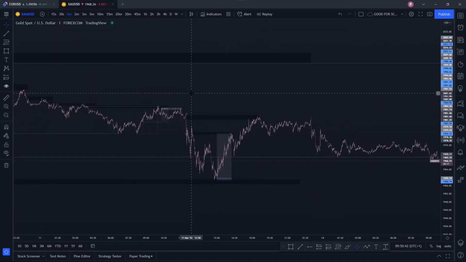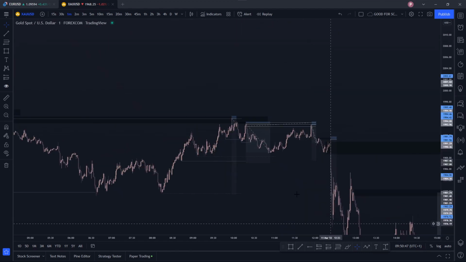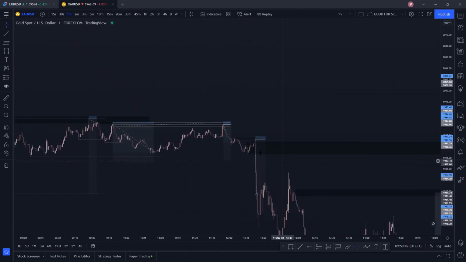Maybe I'll do more breakdowns of the trades I took on Friday. I sent them to the group anyways, before it happened. I might do breakdowns of this later.